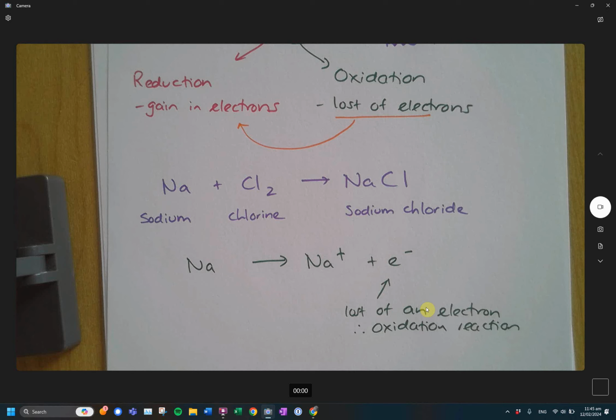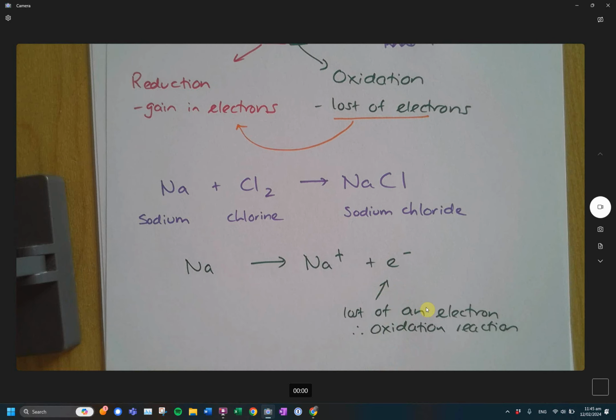Now, the good news for this year compared to last year is that the redox equations are going to be very simple for this year. We're not going to be worrying about those complex ones that we talked about last year that balance the hydrogen and the water and the oxygen. We're just going to be focused on these really basic ones.